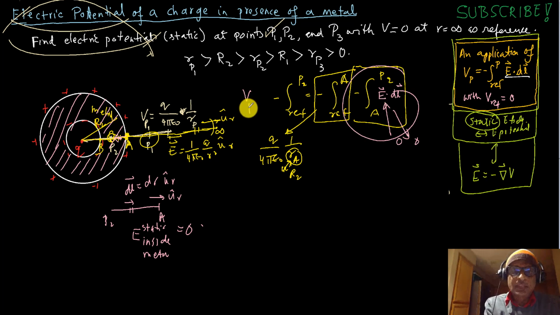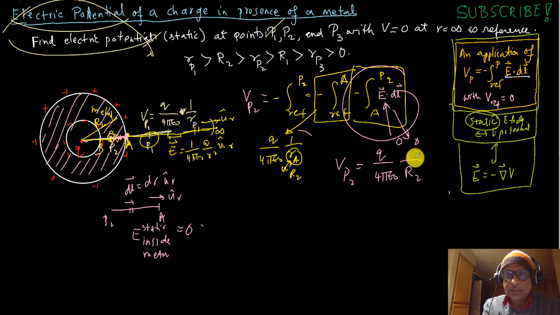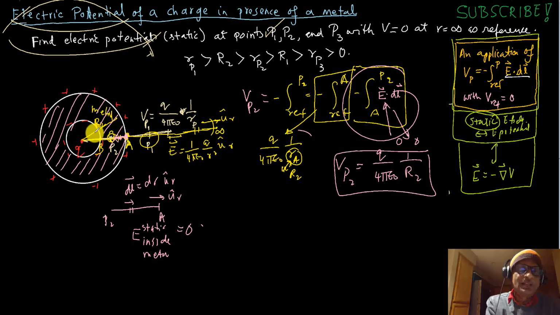So V at P2 will simply be as if it got whatever the potential is here, it's going to continue like that. So V at P2 will simply be Q over 4 pi epsilon naught 1 over the outer shell radius. So that's the answer for P2. Now we want to know P3, which is an inside point, and let's work that out next.